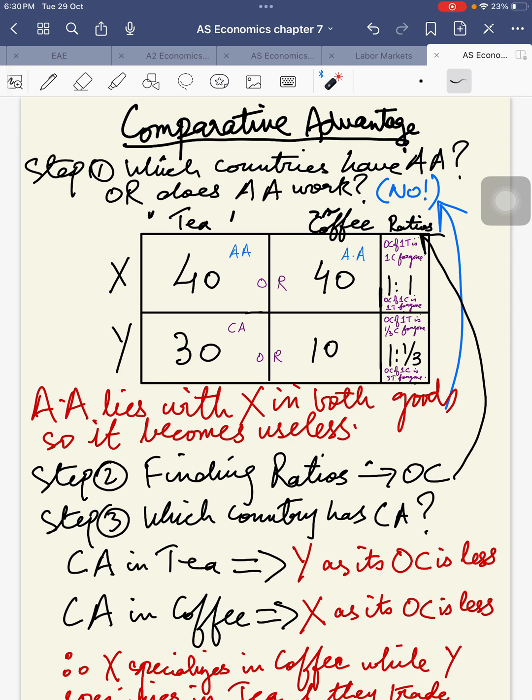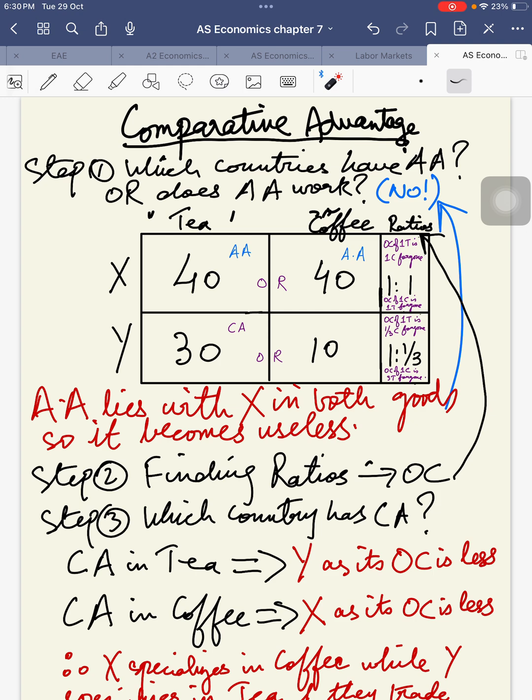topics here. So we've discussed how we determine absolute advantage. We've discussed how we determine comparative advantage. How we have taken out these ratios, and what do these ratios mean in terms of opportunity cost, and then which country has comparative advantage. Go through this lecture again if you're not able to understand. Go through my notes again if you're not able to understand.